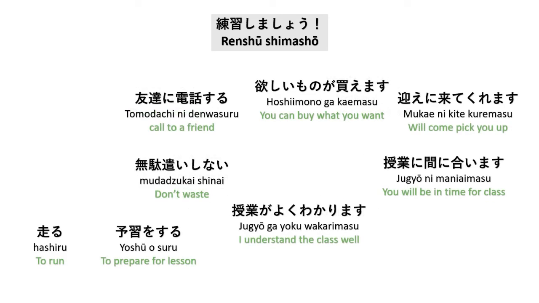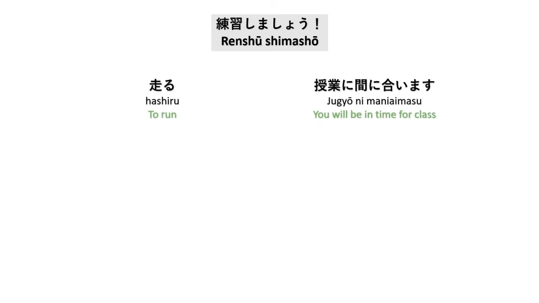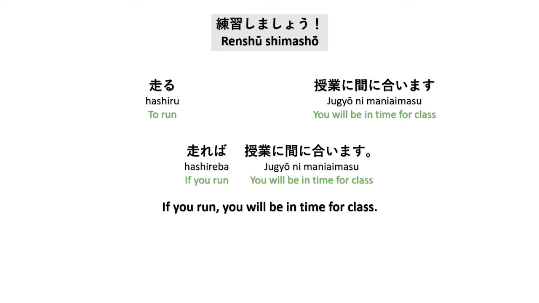Next, hashiru, to run. So this is combined with jugyo ni maniaimasu. So how do you say, if you run, you will be in time for class? This is hashireba. So hashireba jugyo ni maniaimasu. If you run, you'll be in time for class.